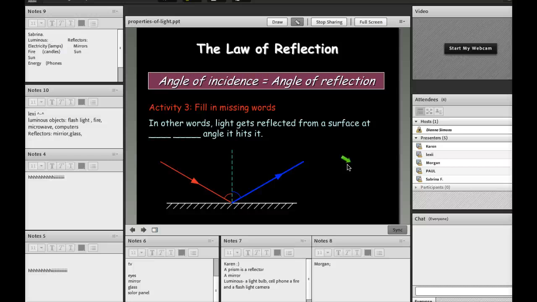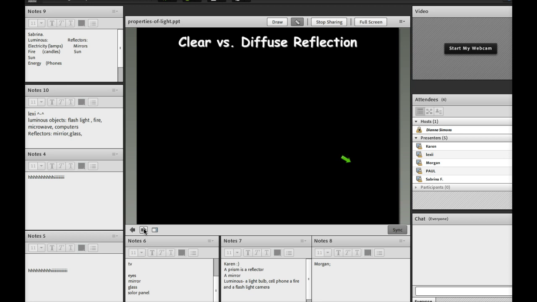Okay, so what this is saying is that the angle at which light comes into a surface, it gets reflected out at the same angle. Make sense? It makes more sense saying it that way. The word we were looking for is "the same."